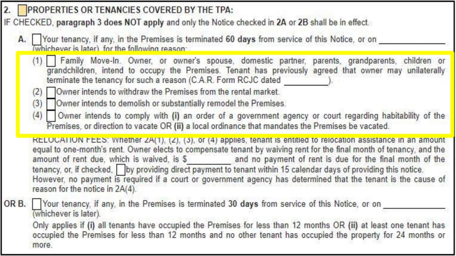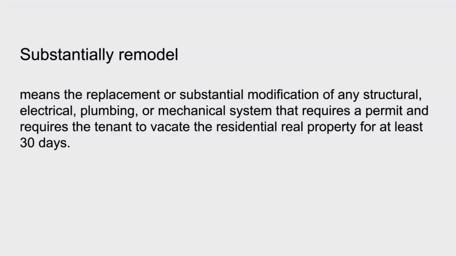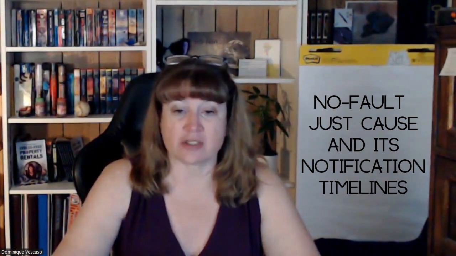If you're intended to demolish or substantially remodel a residence, this is considered just cause. Now, substantial remodel means the replacement or modification of anything structural, electrical, plumbing, or mechanical systems that require a permit and requires the tenant to be vacant for more than 30 days. Do not think that a paint and carpet are going to be considered just cause. If you do not follow the disclosure laws, then your request to vacate is considered null and void, and the tenant is allowed to remain in the property.